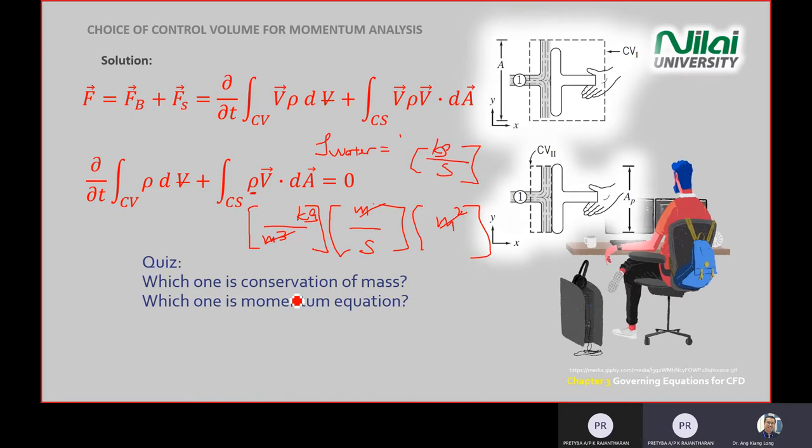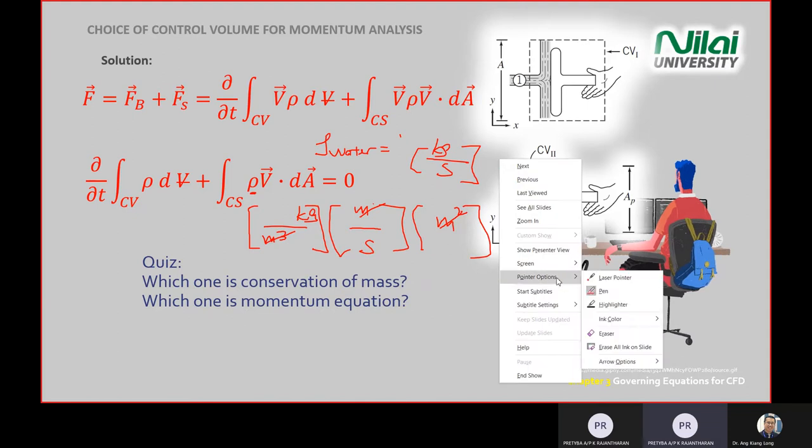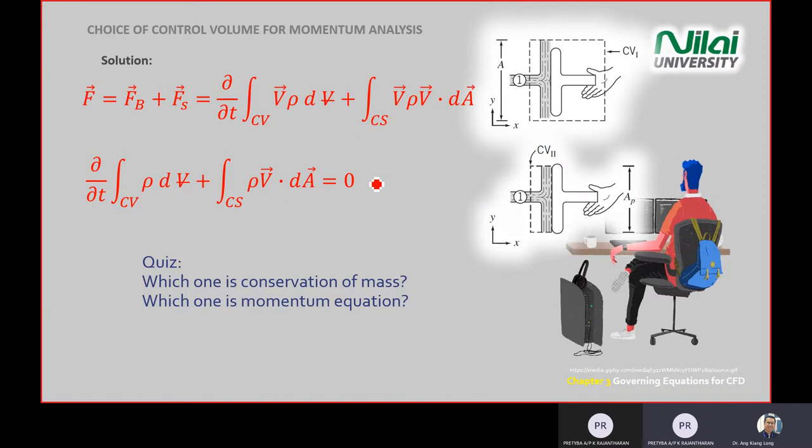Yeah. How do you link that with momentum, or how are you dealing with conservation of mass? Okay, kg per second is mass over time. So what do you see here? It's only mass over time, which it should be. Mass over time, sir. Yeah. So this one is conservation of mass.